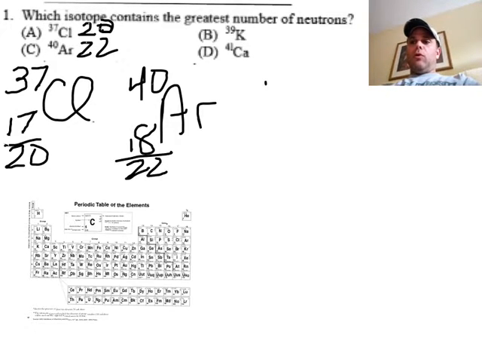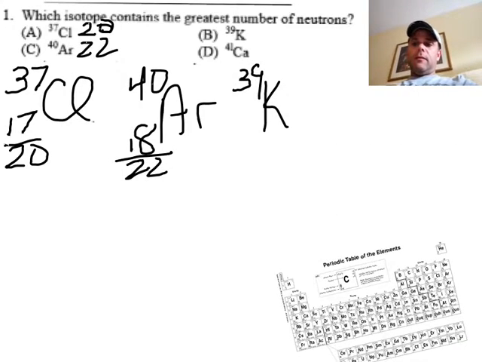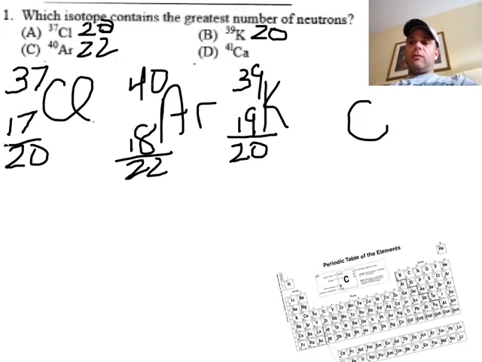All right, so now potassium, 39. Potassium has 19 protons. So let's put that in. 19. So of the mass of 39, 19 of that mass comes from protons. 20 of it must come from neutrons. We have 20 neutrons.